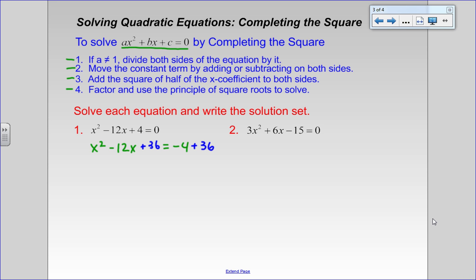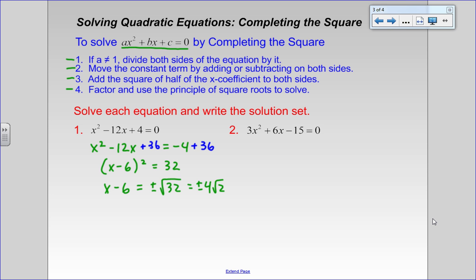Now, the left-hand side is a perfect square trinomial. We can factor x squared minus 12x plus 36 as the quantity x minus 6 squared. And on the right-hand side, we just have 32. Now we use the principle of square roots. So we have x minus 6 equals plus or minus the square root of 32. Note that since 32 has a perfect square factor, which is 16, we can simplify the square root of 32 by removing the square root of 16 and writing plus or minus 4 times the square root of 2.